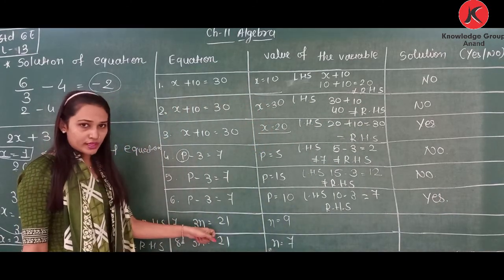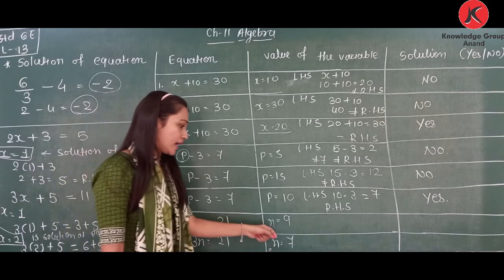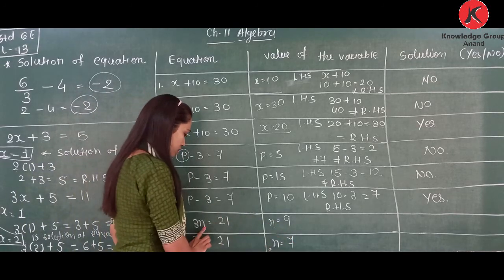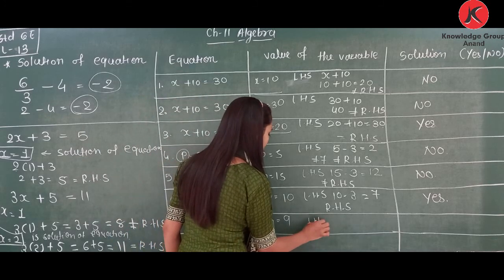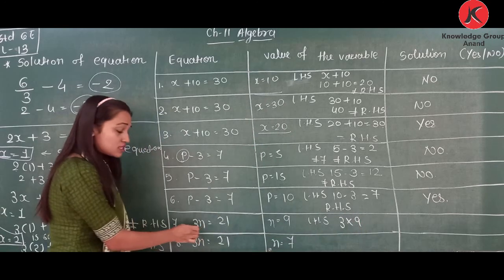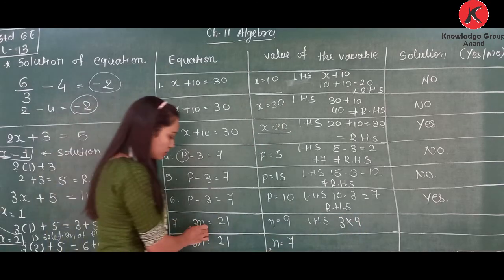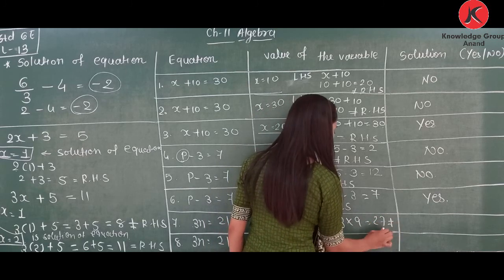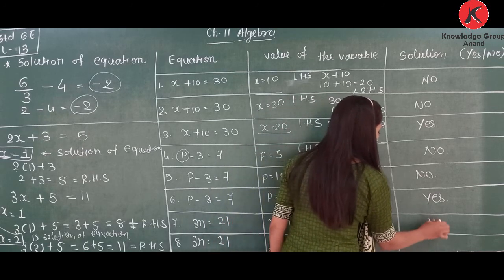3n is equal to 21 and here we need to take n as 9. So instead of n, if we write 9 in the left hand side, then we get 3 multiply 9. Now n is in multiplication with 3. So 9 times 3 is 27 and that is not equal to 21. So not a solution.